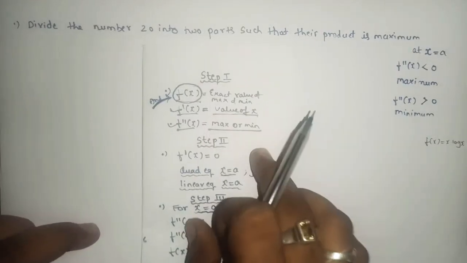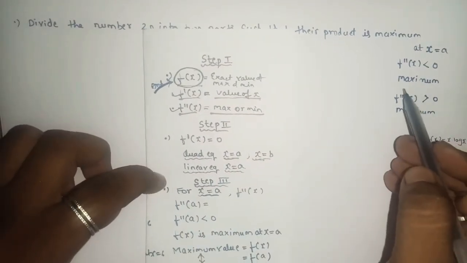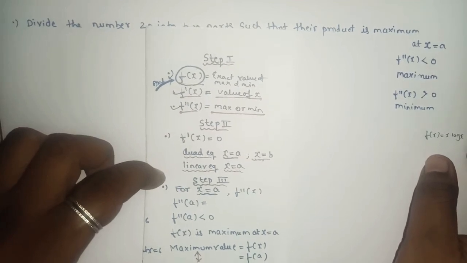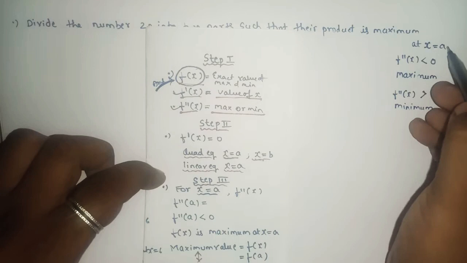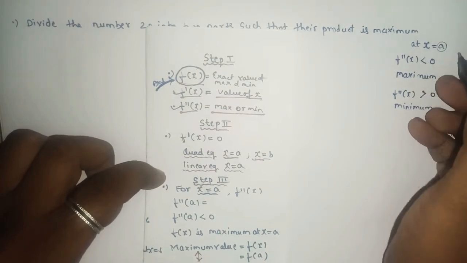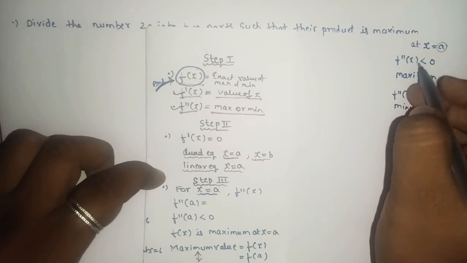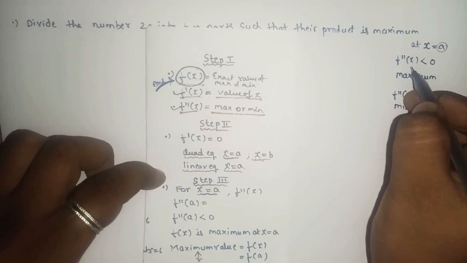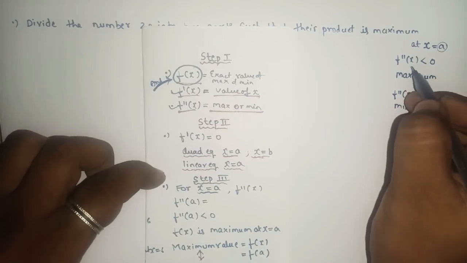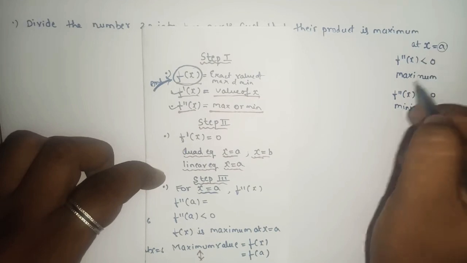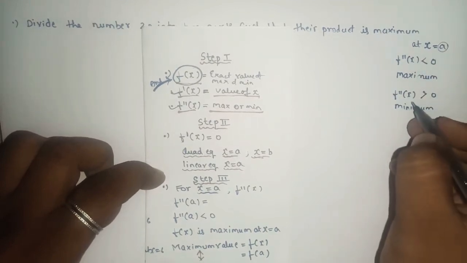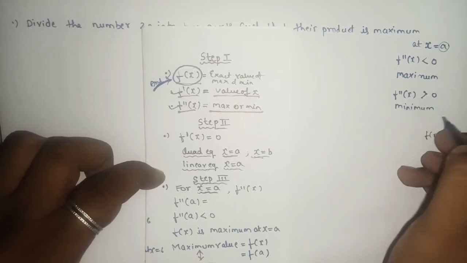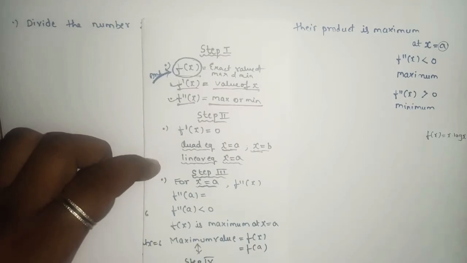As we all know, when the function has a maximum value at x equals a, suppose we got some value of a. After replacing the value of x by a, if the second derivative test answer is less than 0, then it is a maximum. If the second derivative test answer is greater than 0, the function is a minimum. So we all know this concept, yes or no?